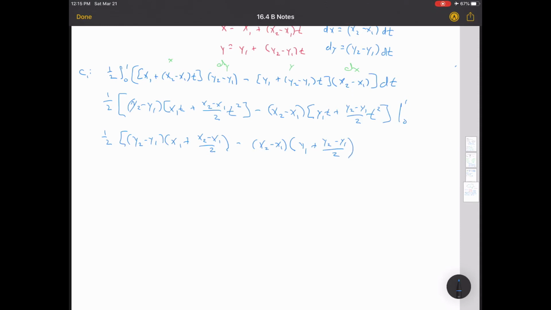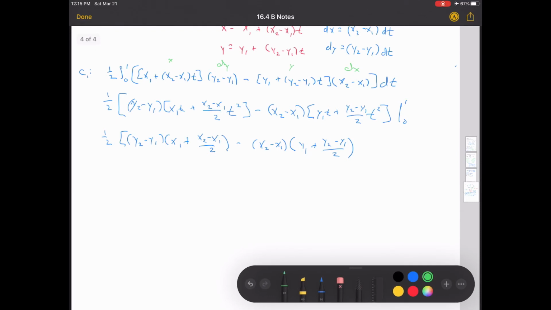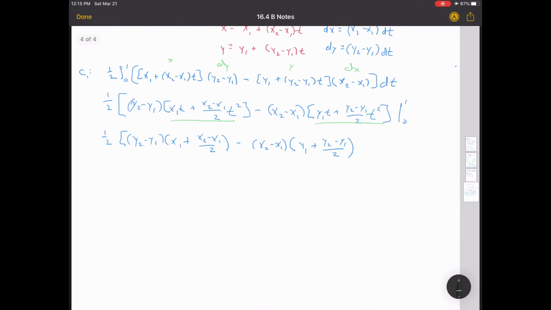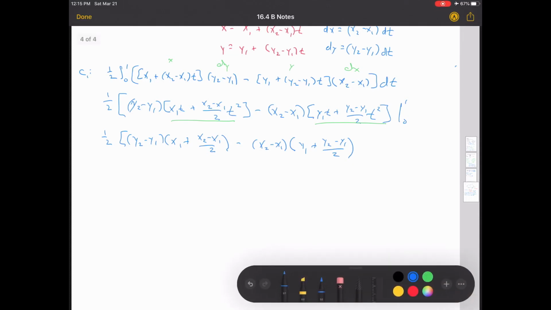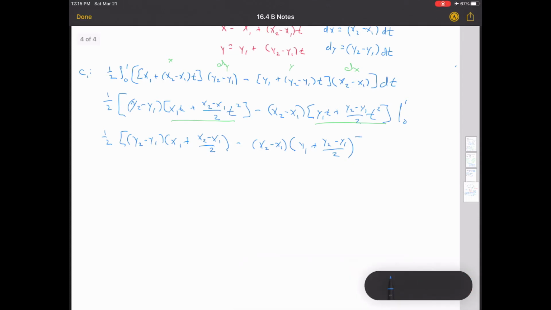And then minus, well, if I plug 0 in for t, I'm going to get 0 on each part of these parentheses right here. I'm going to get 0 in here, I'm going to get 0 in here, times the constants out front still gives me 0. So the 0, fortunately, is gone. So that's what we're down to so far.